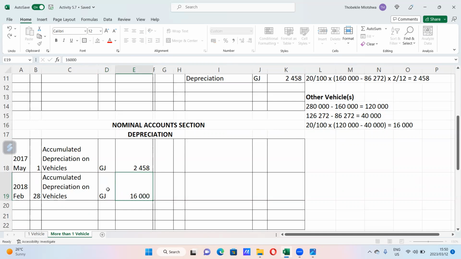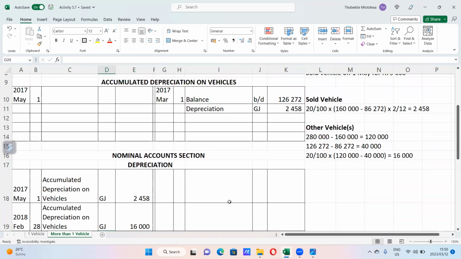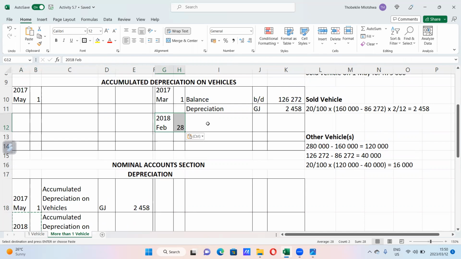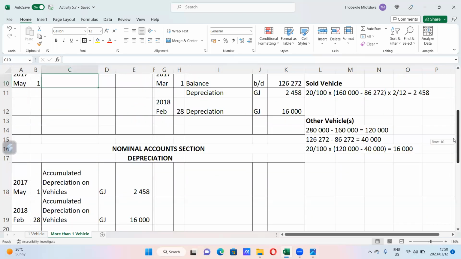So we have 16,000, but double entry is not complete. So we take it here, same date, and then depreciation, and then GJ, and then 16,000. So this one is 16,000. And we know we are done. Accumulated depreciation is done. But now tell me, which one are we removing? We are not obviously removing all of this. Remember what we are removing. So you can indicate here, but it's up to you, you can indicate on the asset disposal.